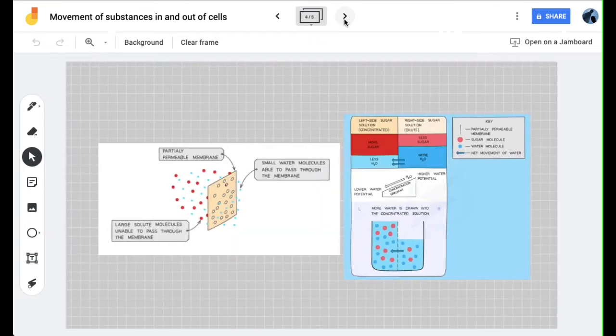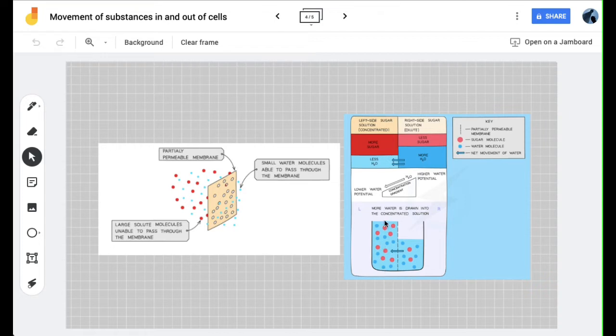You can see from the image here that water molecules will only move if there is a partially permeable membrane, such as the cell membrane or the plasma membrane, which is made up of phospholipid bilayers. Let us explore this image right here.